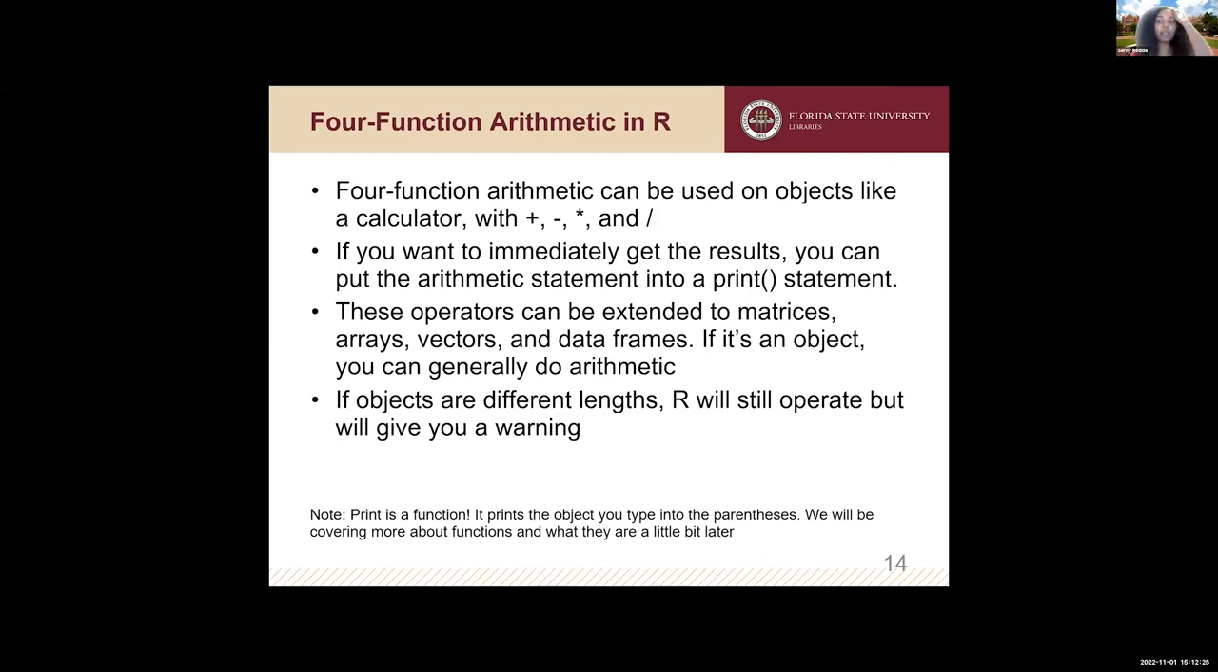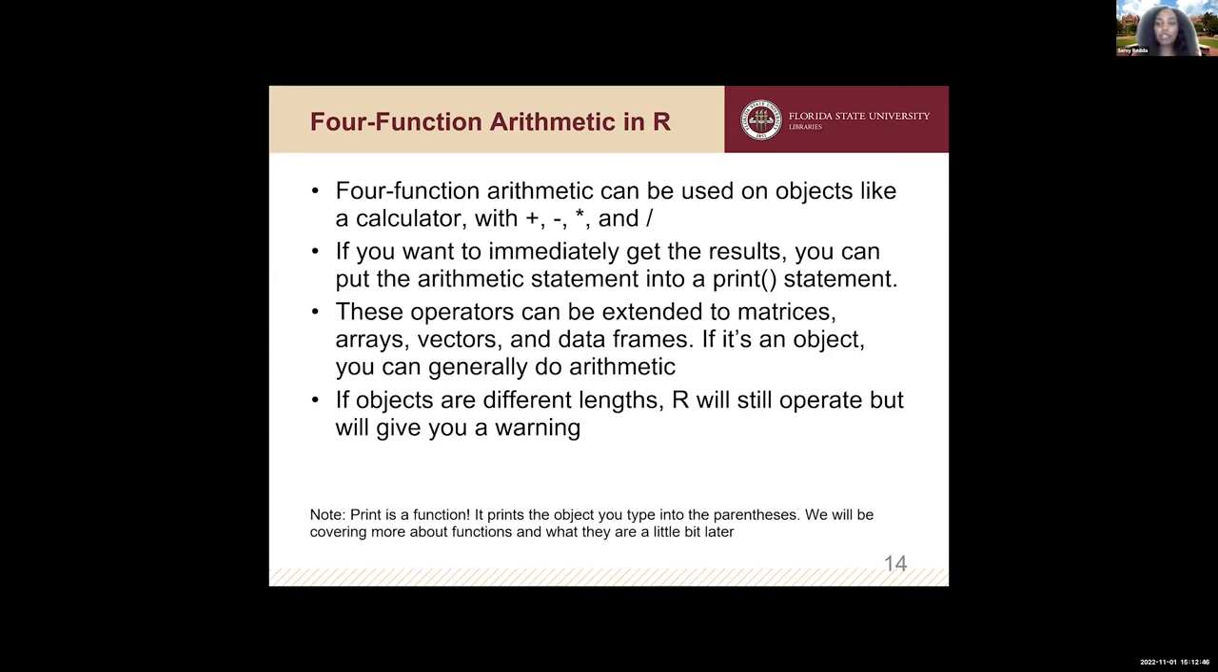You can do basic arithmetic with objects in R, using the plus sign, the minus sign, an asterisk for multiplication, and a forward slash for division. If you wanted to view the results, you can use a print statement. So you'd write print, open parentheses, 2 plus 2, and then close parentheses, and then R would calculate that and give you the answer 4.